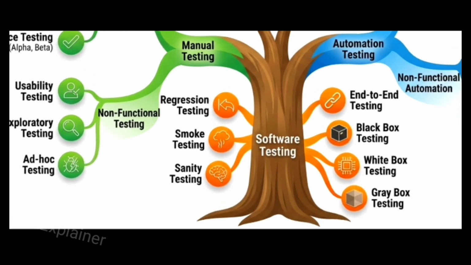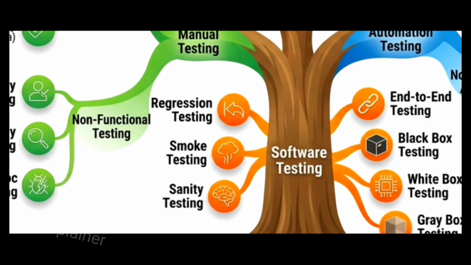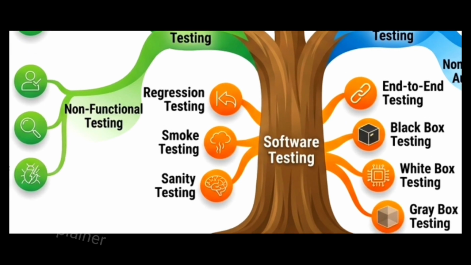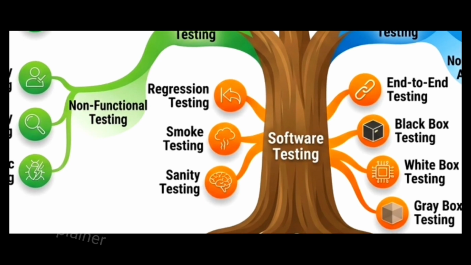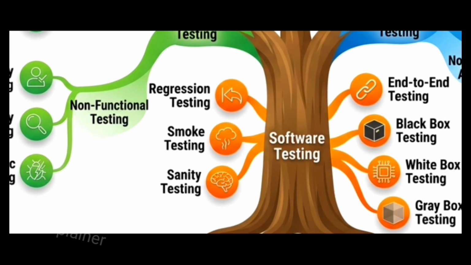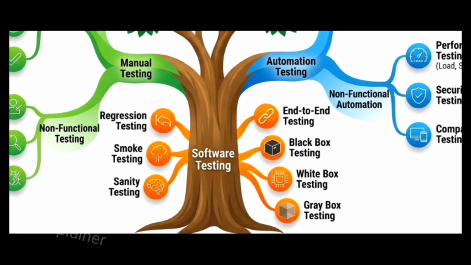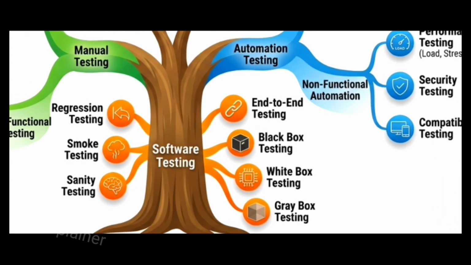Then we have regression testing. Mostly for every release we have to do regression testing. This is the most critical thing that we can't miss. Smoke testing: before starting any testing, we have to run the smoke testing. Sanity testing: we are checking the main and critical features here. So smoke, sanity and regression, these three are the most fundamental testing. That's why they come under the root block. Then we have end-to-end testing, black box testing, white box testing, and gray box testing.